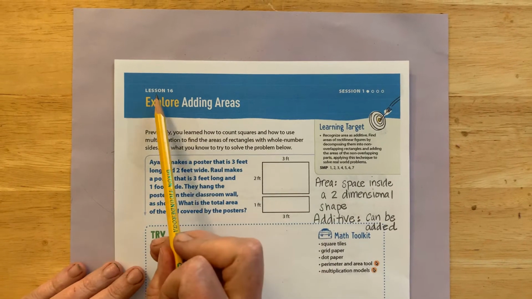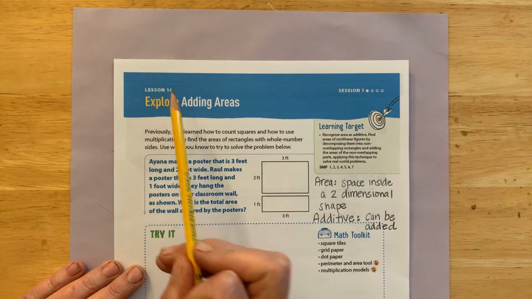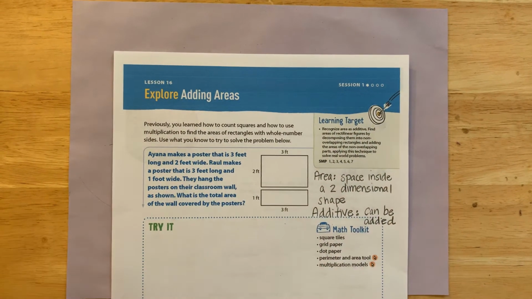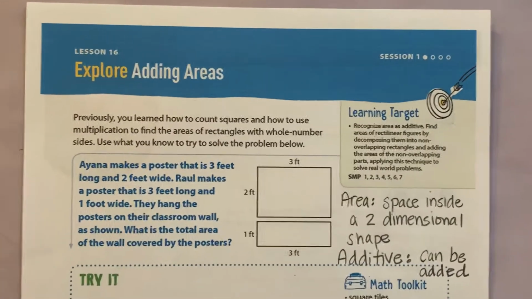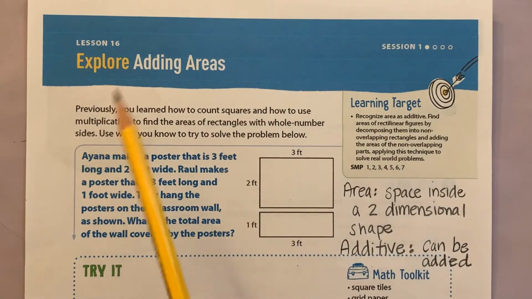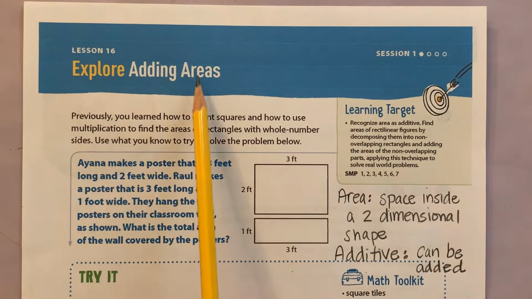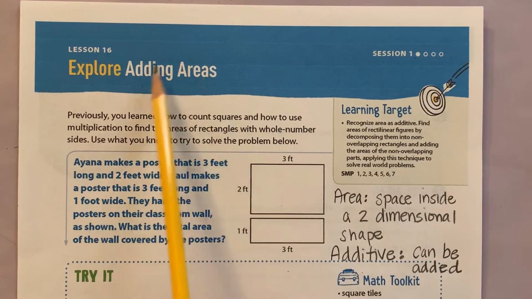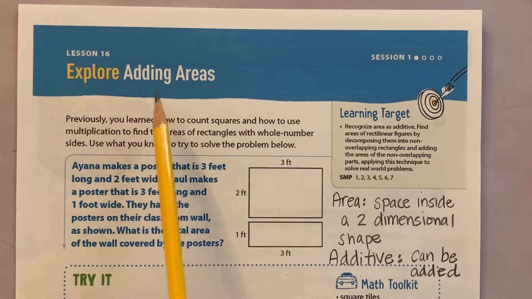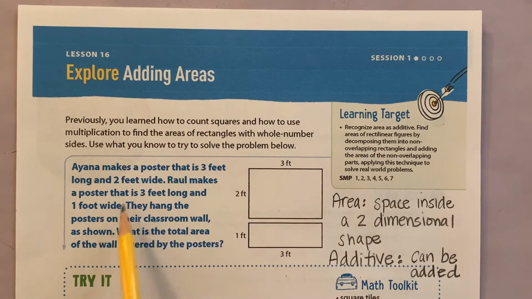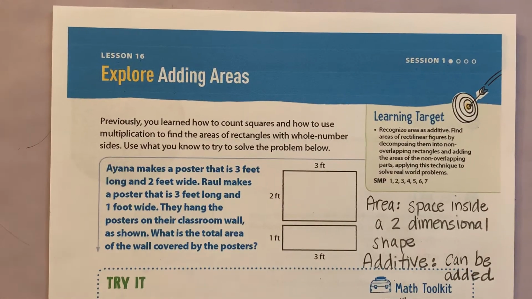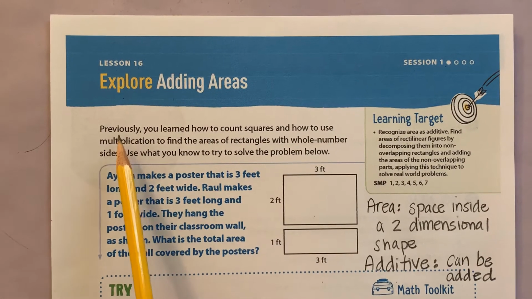So today we're going to start with Lesson 16, Session 1, and we're going to continue our learning about area. What we're going to do today is look at how we add areas. We're going to explore adding areas. We're going to find the areas of two different rectangles, and then add them together. Let's read our instructions, and then we'll go from there.